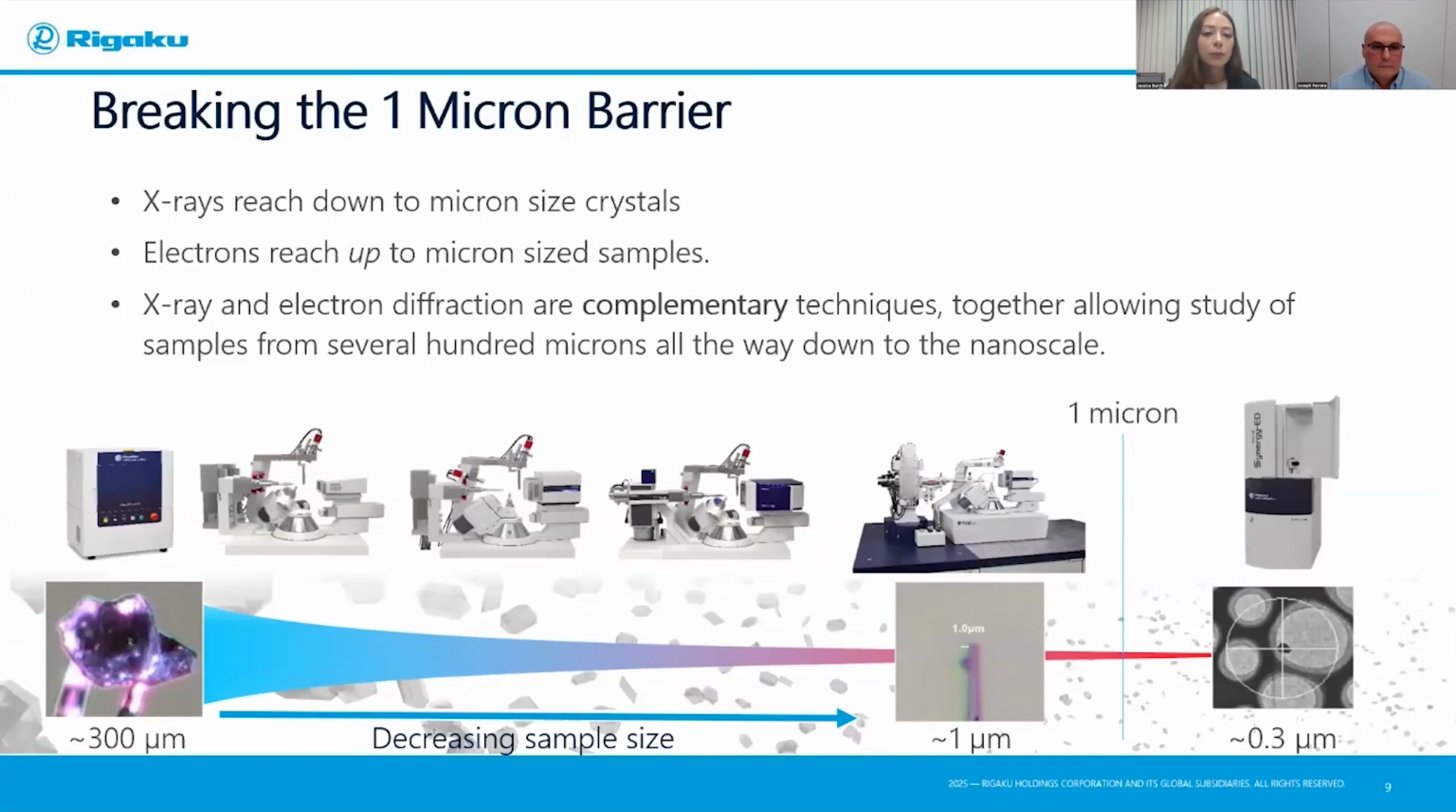So we know that if we are interested in analyzing single crystals, we have a range of diffractometers to look at samples from hundreds of microns in size all the way down to a micron. Now, if we're interested in doing single crystal analysis of a sample that's smaller than a micron in size, then our options become quite limited. But thankfully, electron diffraction can analyze samples that are up to 1 micron in size, meaning that X-ray and electron diffraction are complementary techniques that together allow us to study a really wide range of samples.